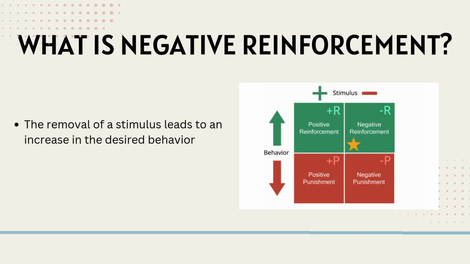So, first, what is negative reinforcement? Negative reinforcement is removing a stimulus to increase the desired behavior. As you can see in the visual, when you take away the stimulus, the behavior increases.